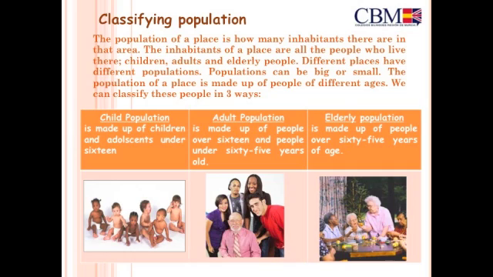We can classify these people in three ways. Child population is made up of children and adolescents under 16. Adult population is made up of people over 16 and people under 65 years old. Elderly population is made up of people over 65 years of age.